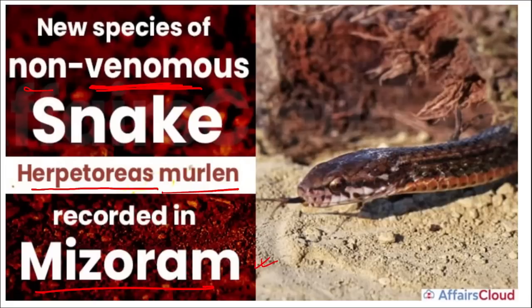So the question can be direct and simple. What is the scientific name of the new snake found in Mizoram? So two things. First thing, the state name, it was found in Mizoram. Second thing, you need to remember the scientific name, that is Herpetoreas merlin, and it was a non-venomous snake that was found in Mizoram.